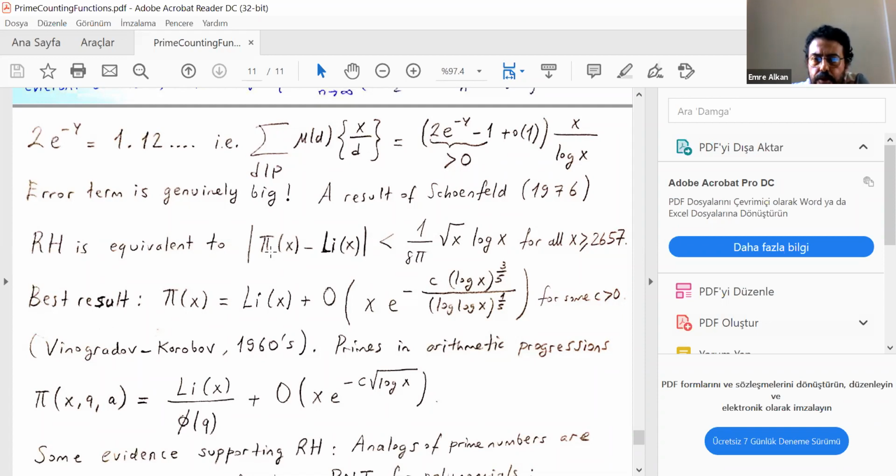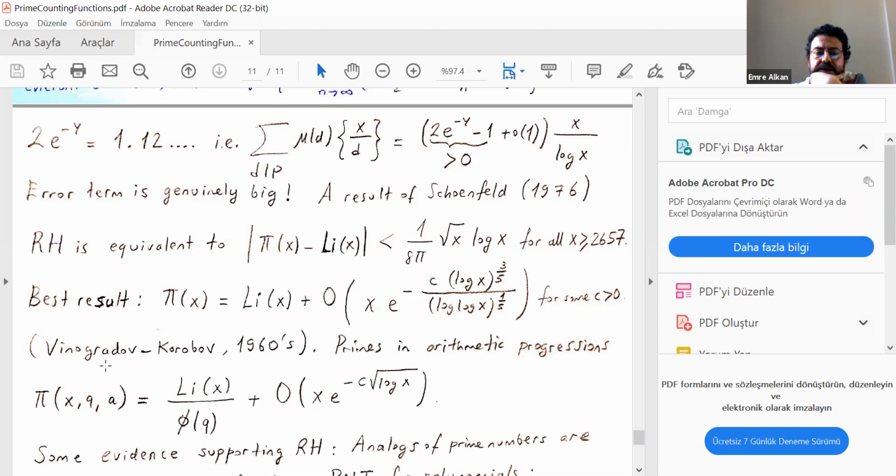Now, how do we stand on the best result on the error term? We have the classical error term of Landau and Poisson. Now, the best error term looks like this, so far as I know. So pi of x is Li of x plus an error term like that. You can see that it's still an exponential, but with a better exponent. Instead of 1/2, it's 3/5, a little bit bigger.